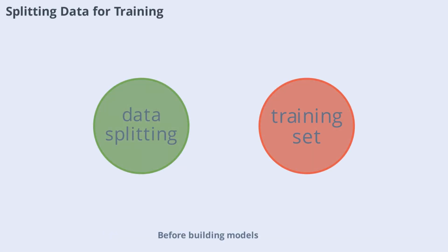For building models, it's important to split your data into training and testing sets. This allows you to evaluate model performance on unseen data and avoid overfitting. Common splits include 70-30 or 80-20 ratios. Make sure the split is random to ensure a representative sample in each set. Proper data splitting is a key step in preparing your data for machine learning tasks.